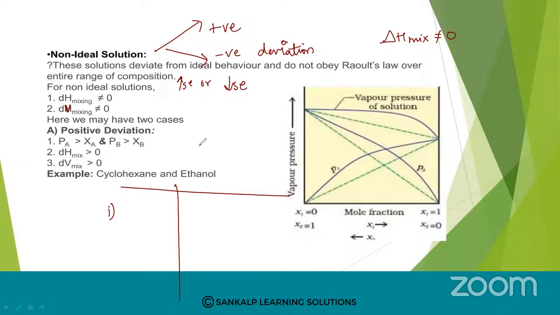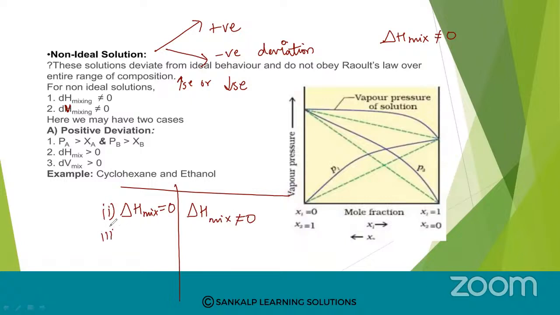Second point: no heat should be absorbed or evolved during mixing in an ideal solution. What you can write is delta H mix is equal to 0 here, and here you can write delta H mix is not equal to 0. So the enthalpy change of mixing of pure components is not equal to 0 in non-ideal solutions. So this can be the second point.